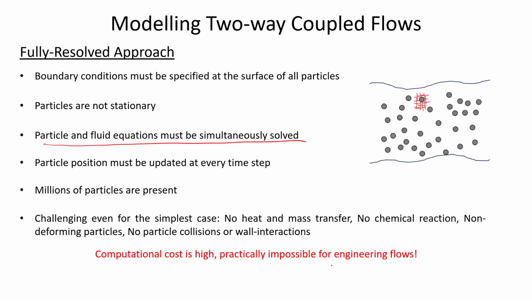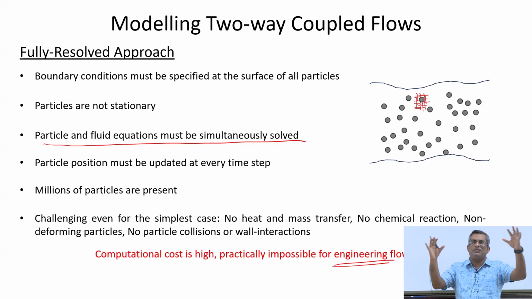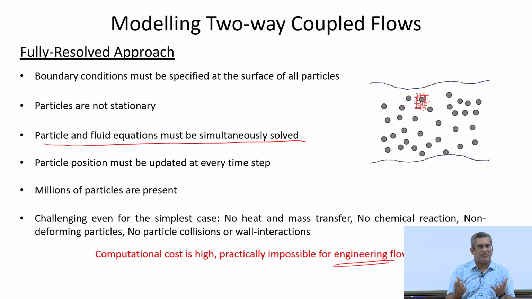Here it need not be restricted to engineering flows, even let's say natural application, let's say cloud formation. So in cloud formation, you have basically interaction of the droplets. Once the condensation occurs on aerosol particles, you have droplets. Then those droplets interact with the surrounding flow. There also you have similar scenario. You have millions of droplets. How will you compute? It is practically impossible.